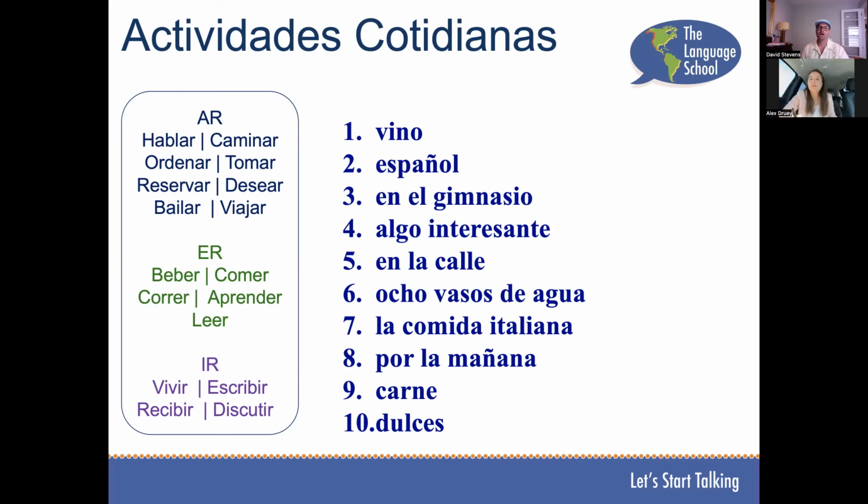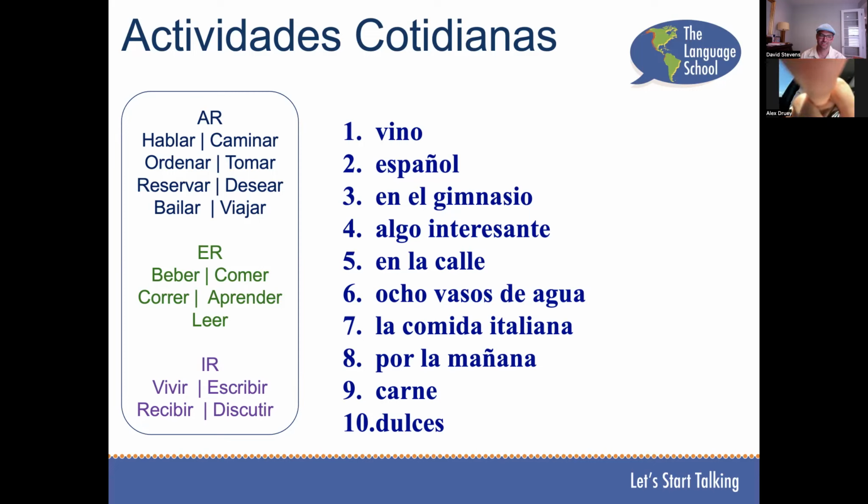¿Deseas el vino? No deseo el vino. ¿Aprendes español? Sí, aprendo español. ¿Corres en el gimnasio? Sí, corro en el gimnasio. Algo. ¿Qué significa algo? Algo means something. Something interesting. Viajas algo interesante. Do you travel something interesting? That doesn't really work.